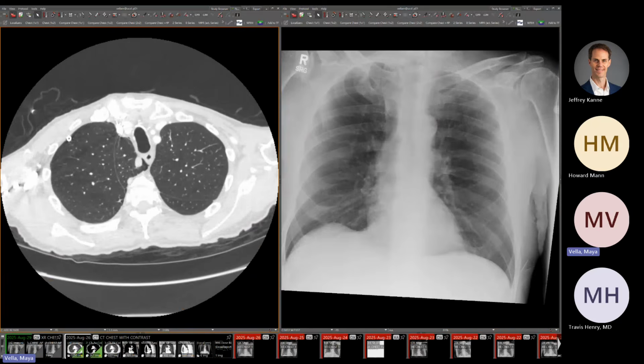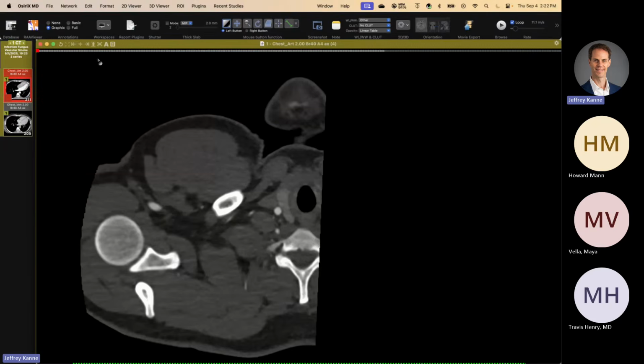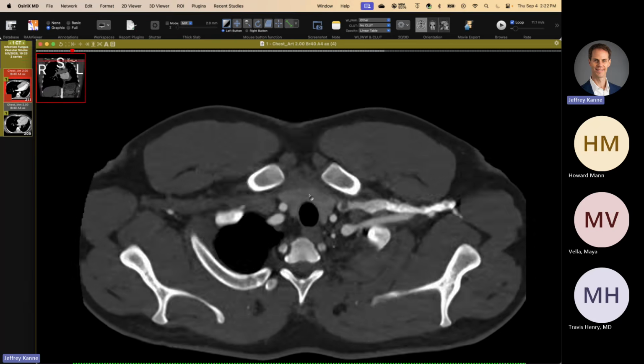Nice. Travis, do you have any? Yes. All right. So this is an impressive case. This is a cool case for 2 reasons. The pathology is very interesting, but also it has some neat physiology and artifacts.